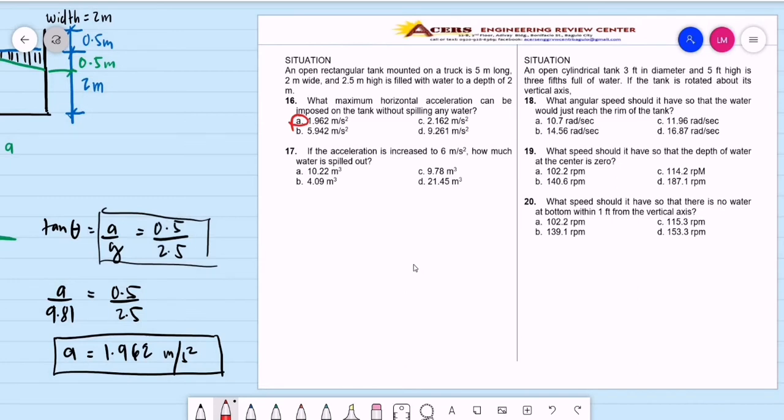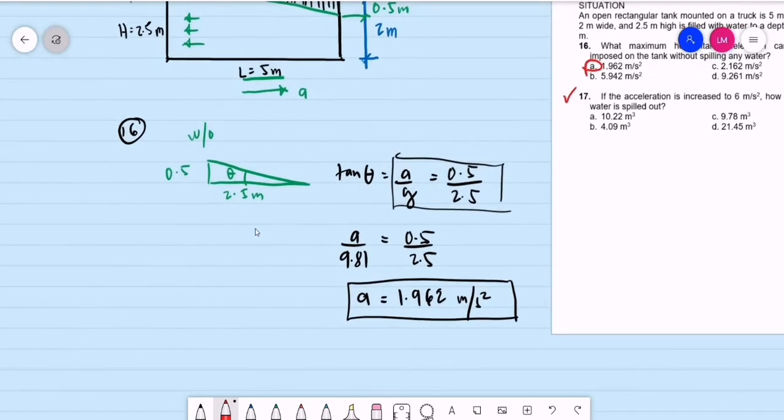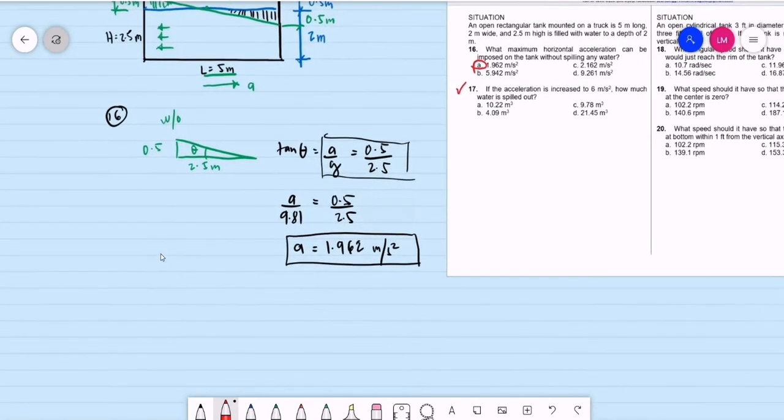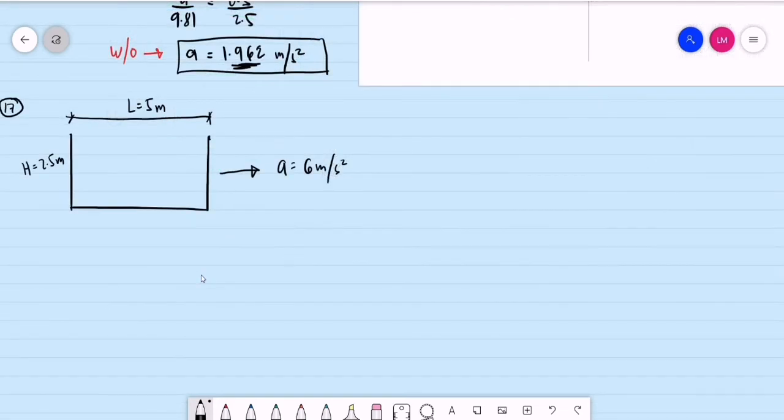Then we proceed to problem 17. If the acceleration is increased to 6 meters per second squared, how much water is spilled out? Since the maximum acceleration without spilling is only 1.962 meters per second squared, obviously for problem number 17, the acceleration is now equal to 6 meters per second squared. So there will be spilled water.